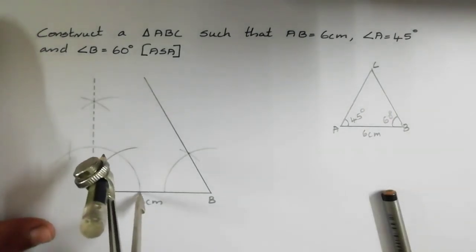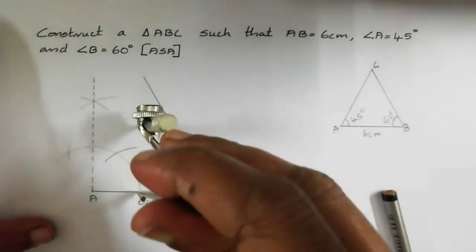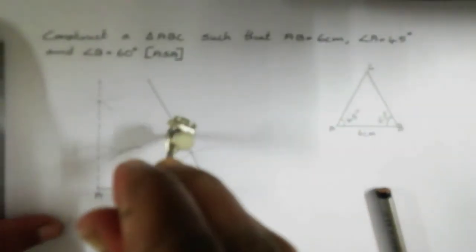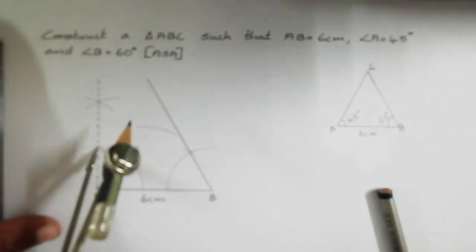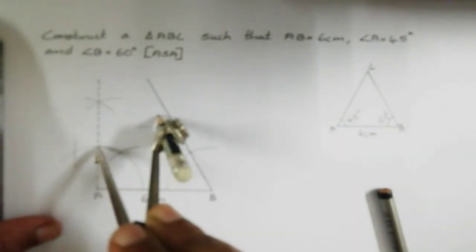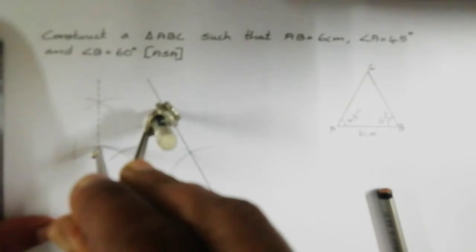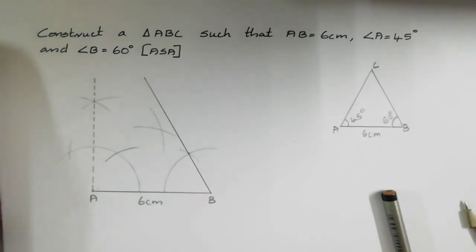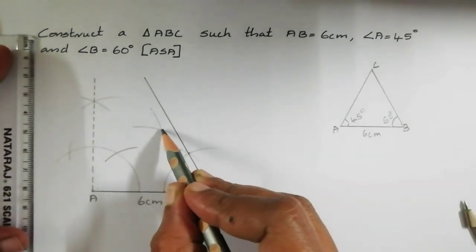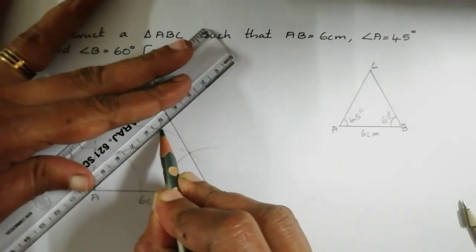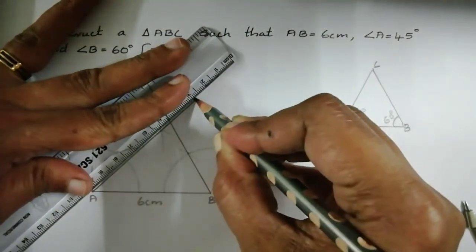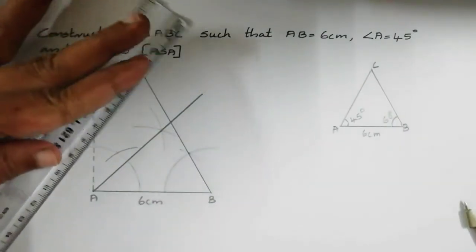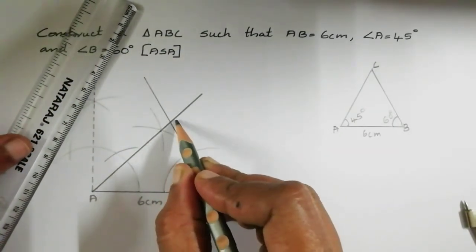Where this line and this arc are intersecting, with this point as center, draw an arc like this. Then where this line and this arc are intersecting, with this point as center, draw another arc of same radius. These two arcs are intersecting at this point. Through this point, draw a line like this. Then look here where these two lines are intersecting, that is point C.